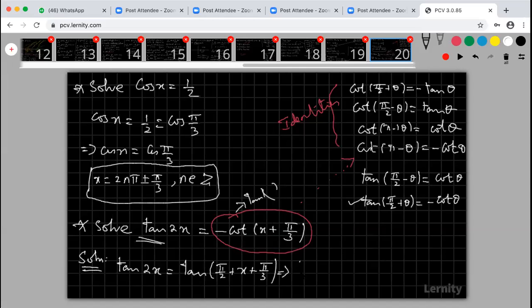Okay, now look at that. This implies tan of 2x is equal to, you add this, what is the answer? This is tan of x plus, what is this, pi by 2 plus pi by 3. Take a cross multiplication, 3 pi plus 2 pi, 5 pi by 6. Okay, so now look at that, tan x is equal to tan y. This is my x, this is my y. What is the general solution of tan x is equal to tan y?